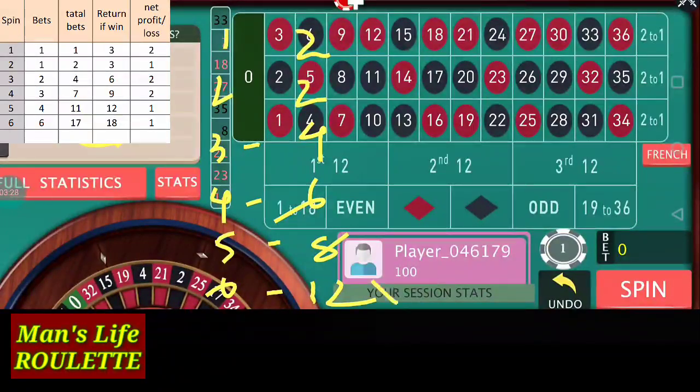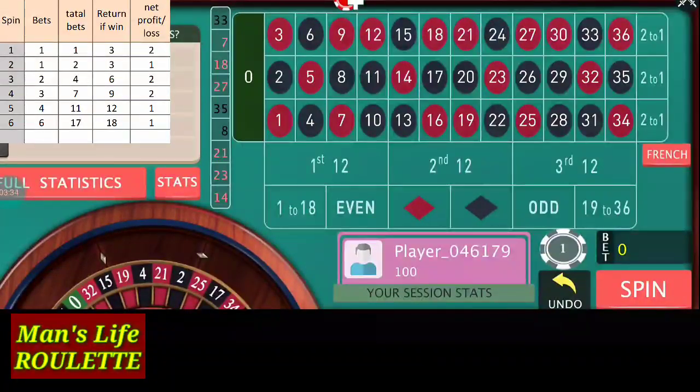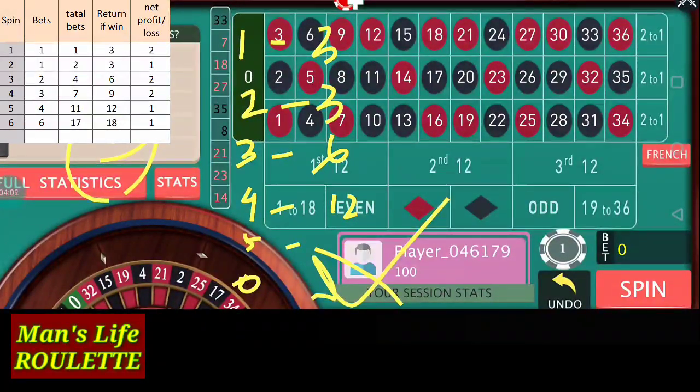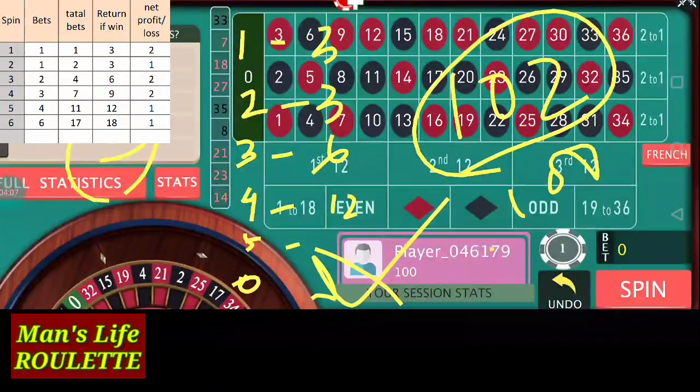Similarly, if you lose all these spins, then you have to play the third cycle. Then your bet size will be a little bit more than that. You have to start from 3 units, 3 units, and then 6 units, 12 units, like this. So for this strategy you need $102. Let's take it as $100.